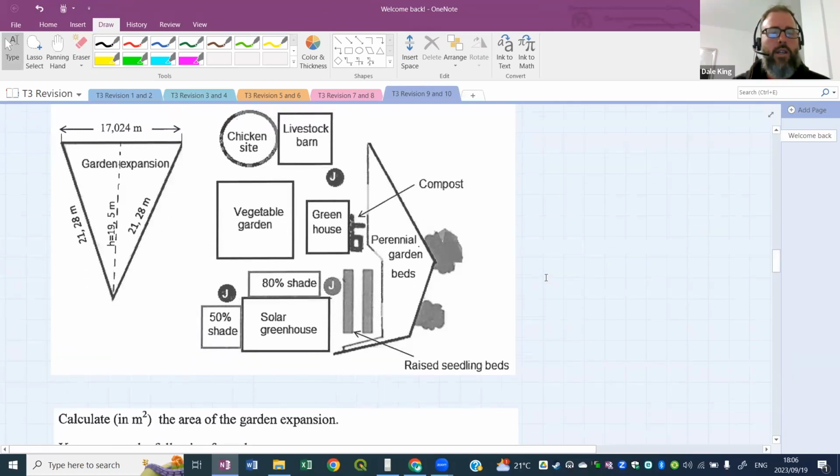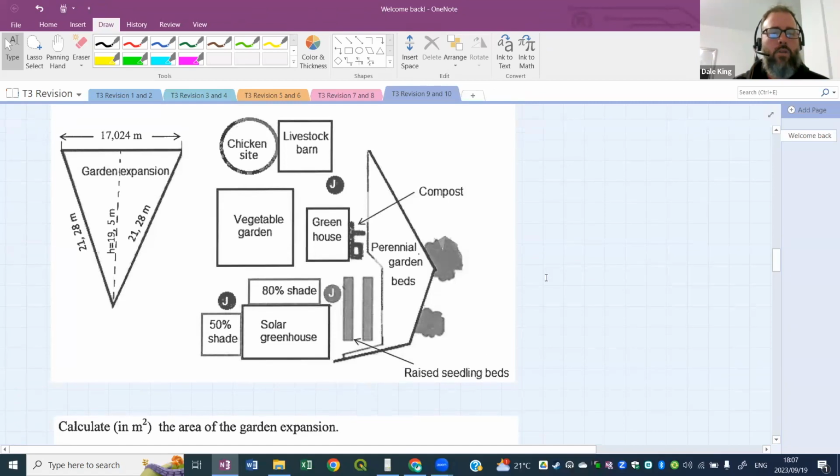It says, calculate in meters squared the area of the garden expansion. There at the bottom is the question. So here's the garden expansion over here. And they want us to calculate in meters squared the area of that garden expansion. There is a formula. I know what you're thinking. Show us the formula. Yes, they give us the formula. They say use the following formula.